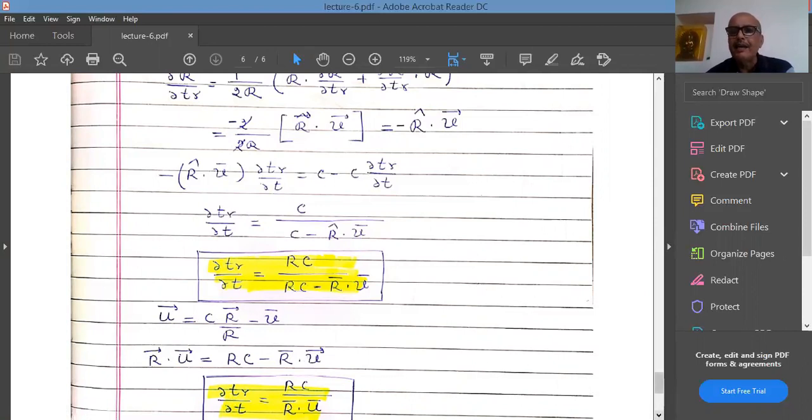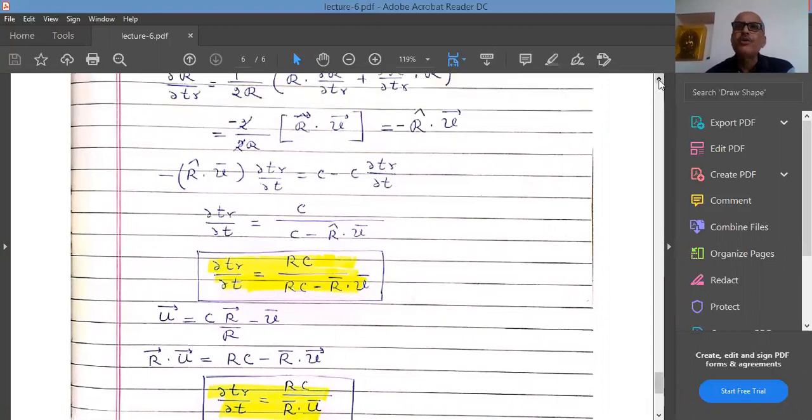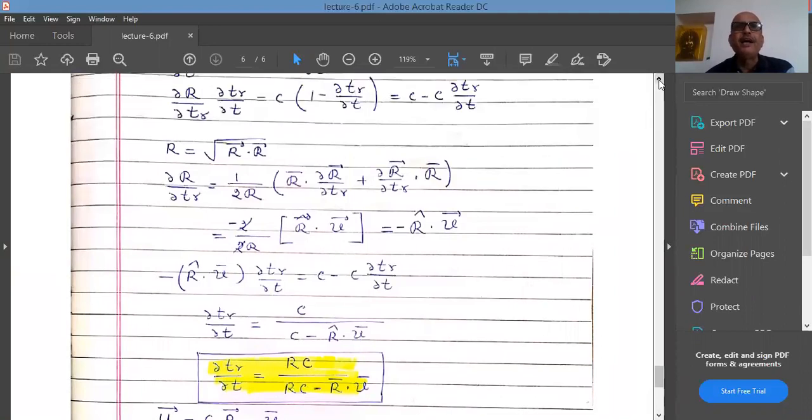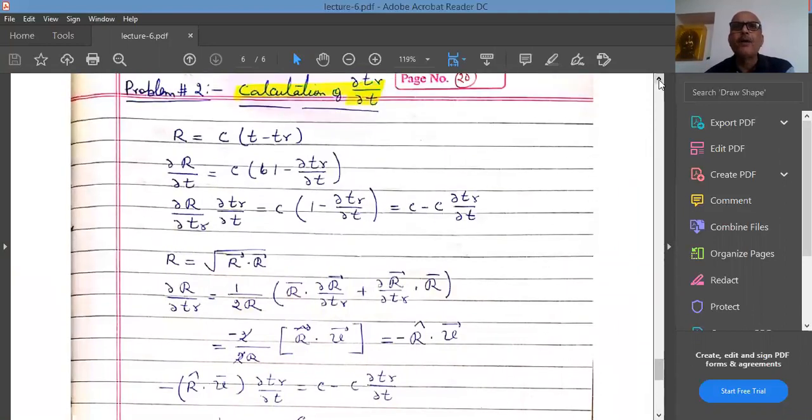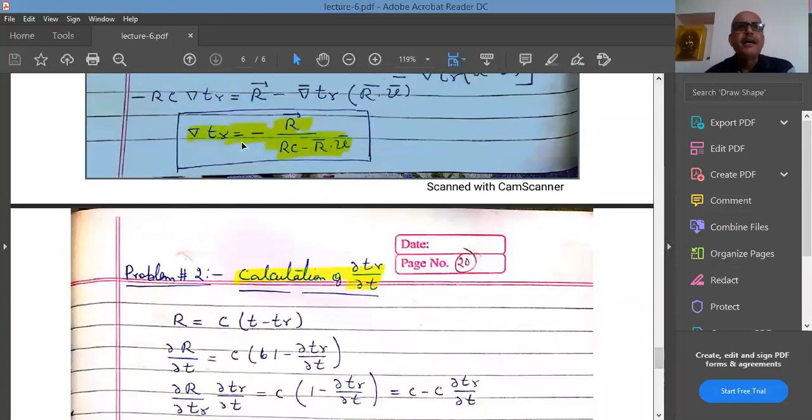So you can see here that we can write this ∂t_r over ∂t to be equal to Rc over R dot u. Similarly, we can also write even the gradient of t_r that we solved as problem number 1. And here also we can write this as gradient of t_r to be equal to minus vector R divided by R dot u, because the denominator is written in terms of u. So we will be using this u also.